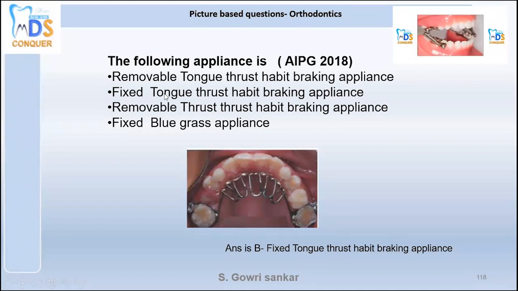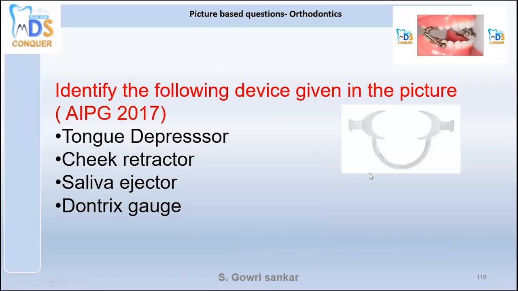Is it removable or is it fixed? Can you see bands here? Tongue thrusting, habit breaking appliance. Both options seem to be the same. Thrust habit. Okay. Again, it is a crib, not a spike. So this you can easily identify.